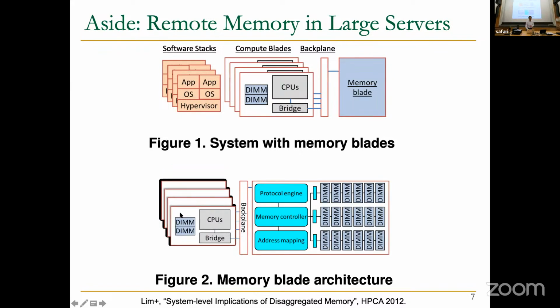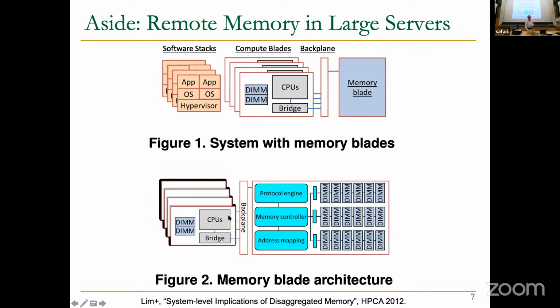You have CPUs and you have some memory modules. And if you want to have even more memory, you essentially can attach a memory blade, which is designed purely for memory access. You can see that there's lots of memory over here, so that you can extend the capacity. And you have some memory controllers and engines or simple processors to enable access to this memory, essentially. Okay, so this is very interesting.